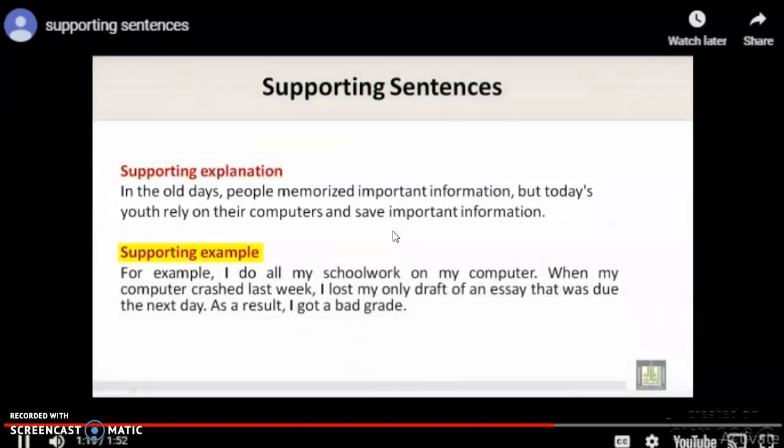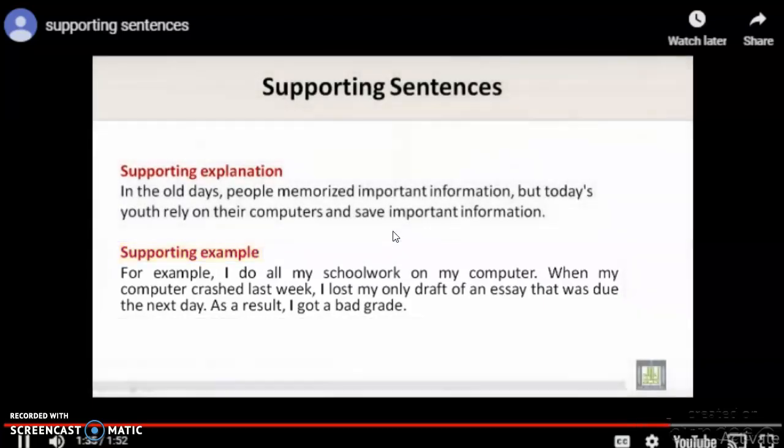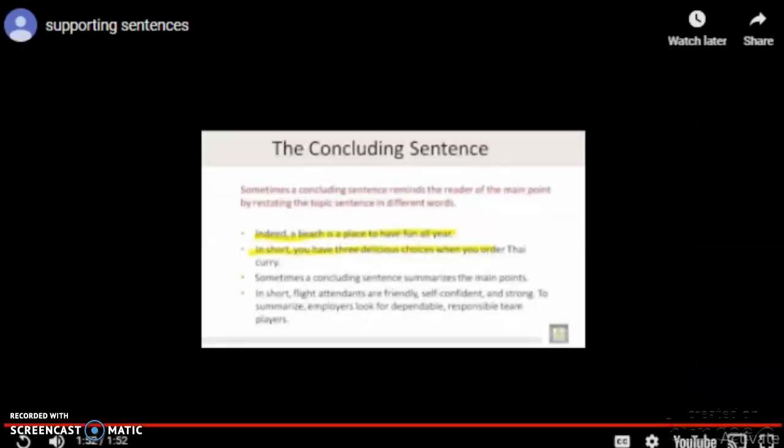Let's take a look at a supporting example. For example, I do all of my schoolwork on my computer. When my computer crashed last week, I lost my only draft of an essay that was due the next day. As a result, I got a bad grade. Now, please remember what I told you earlier. Supporting sentences can include definitions, explanations, and examples that I have just discussed with you. If you need to review the items again, please view the video one more time.